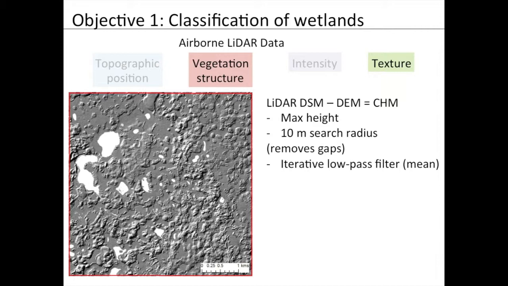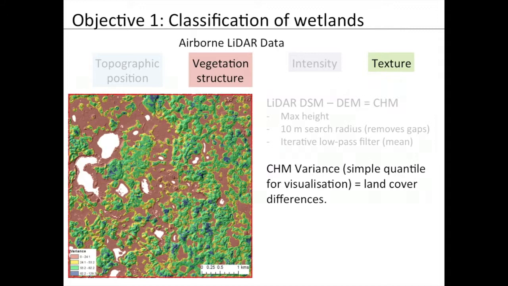But we're looking for changes in canopy height, and then we remove gaps and apply a low-pass filter, because we're not interested in the spaces between trees, we're interested in characterizing the landscape. So the other thing that was useful was to look at the variance in the vegetation heights. So areas that have very large differences in vegetation heights tended to be focused in forested areas, whereas places where we had small differences in vegetation heights tended to be wetlands.